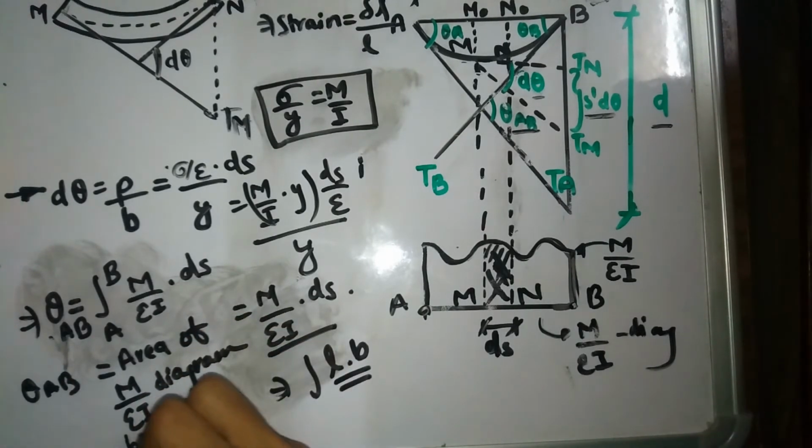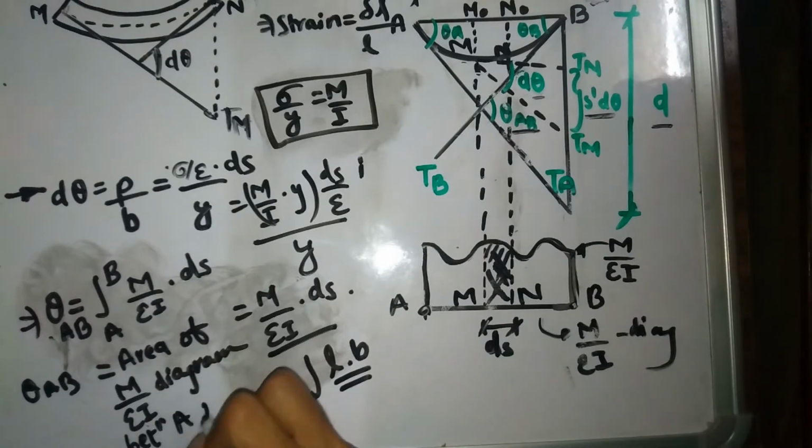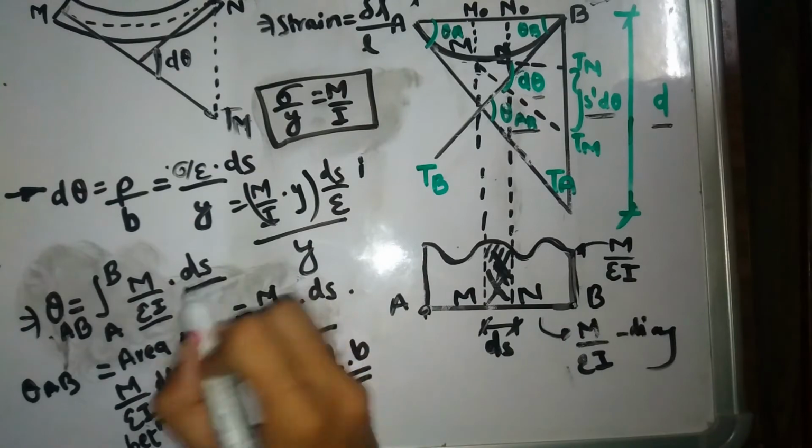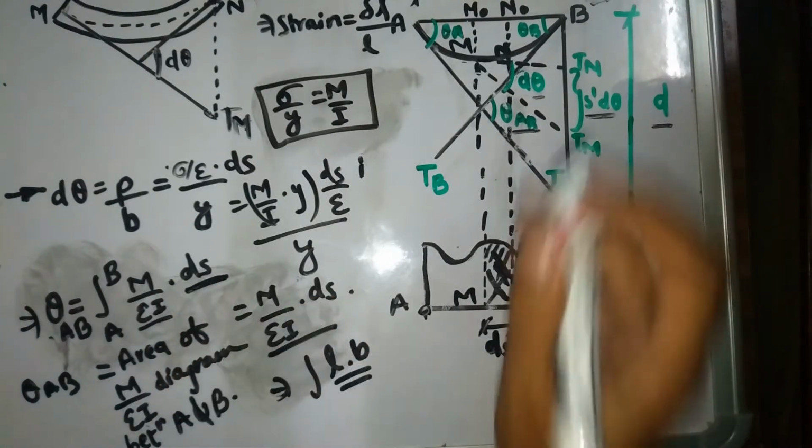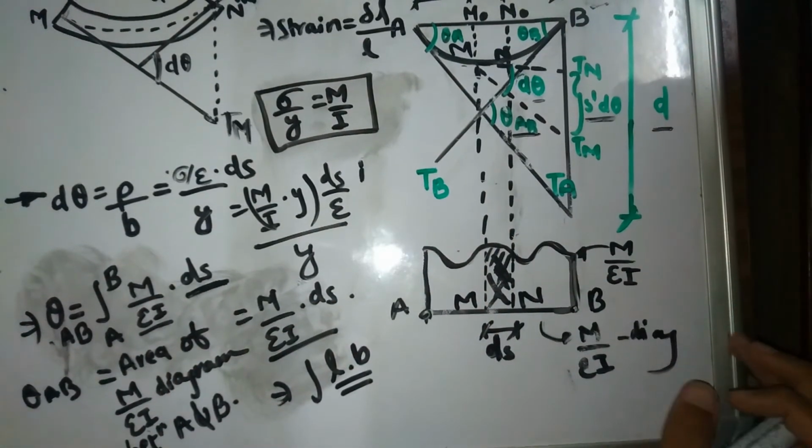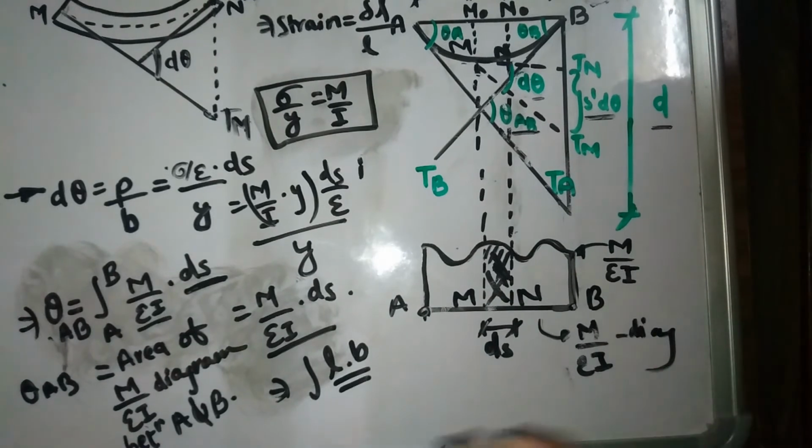But what kind of area? This is an area between A and B. How is it an area between A and B? Because we have multiplied M by EI with ds, and ds is our length between A and B. So this is going to be our first theorem. Let me state my first theorem.